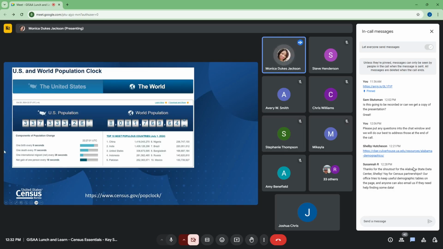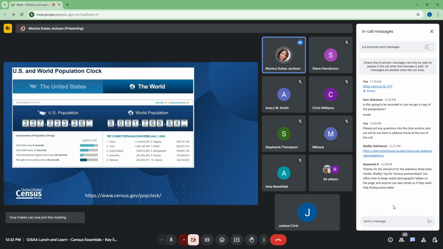Again, these population estimates produced for the U.S. Census Bureau can be found on our population estimates page, which I'll show you a little later on, and we have a page for our projections as well. So this is a snapshot from the clock.